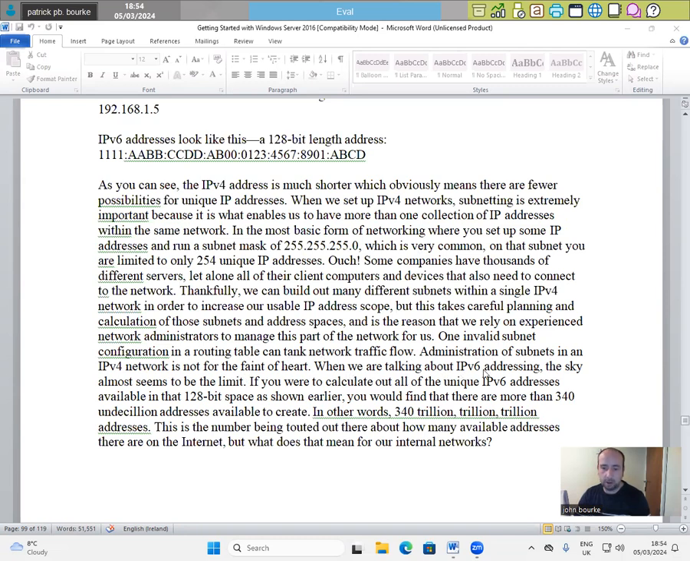When we are talking about IPv6 addressing, the sky almost seems to be the limit. If you were to calculate all of the unique IPv6 addresses available in that 128-bit space as shown earlier, you would find that there are more than 340 undecillion addresses available to create. This is the number being touted out there about how many available addresses there are on the internet, but what does that mean for our internal networks?